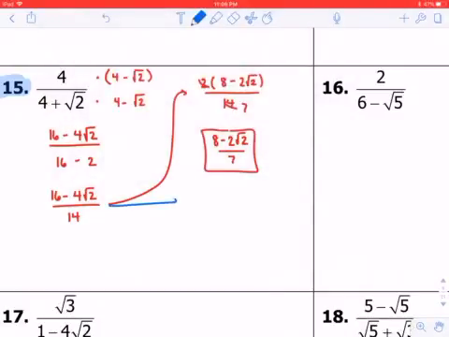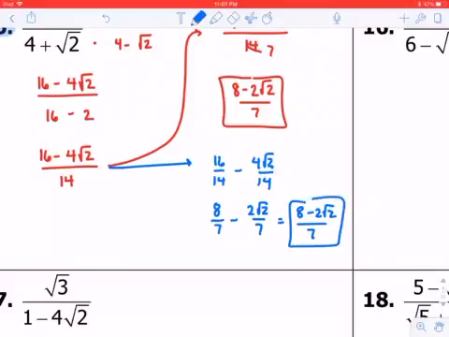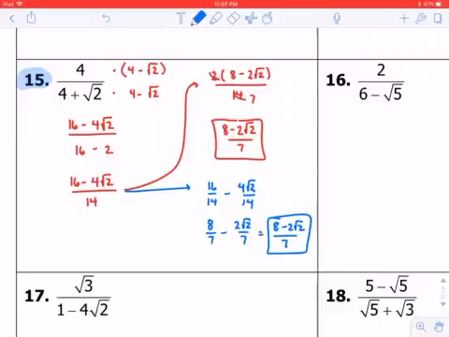The other way you can simplify this is like this. You can go 16 over 14 minus 4 radical 2 over 14. I'm breaking the fraction up. And 16 over 14, well, that's going to be 8/7, if I can do that right. 8/7 minus 2 radical 2 over 7. And then you can just combine it from there. So a couple different ways you can do that. Just want to show you. But make sure you get your same answer when you're done.